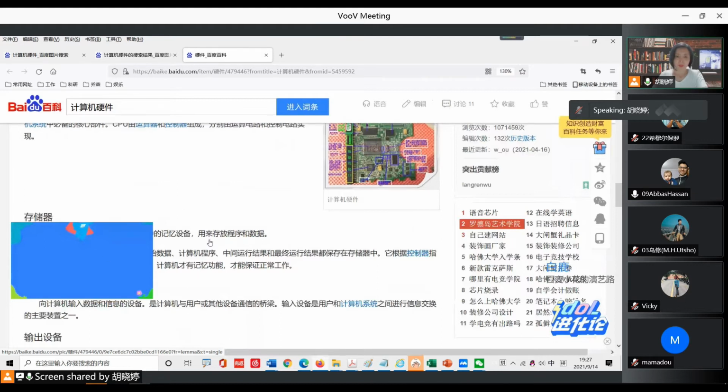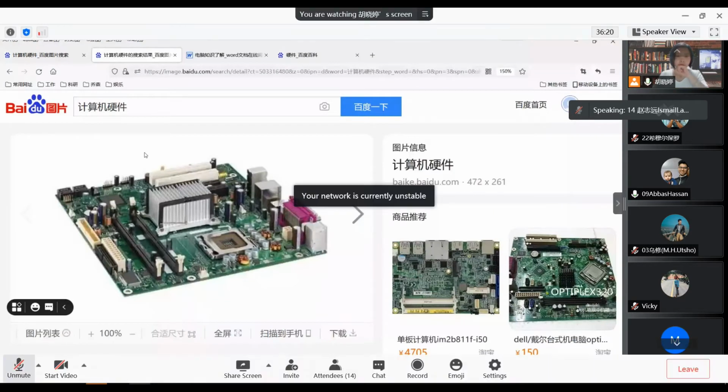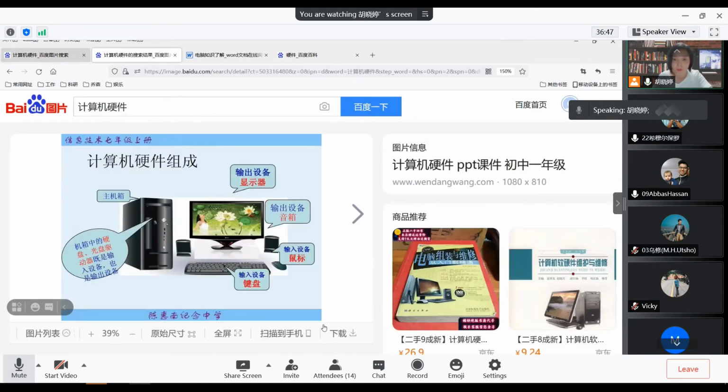Can you see that picture? Yes, kind of a motherboard. In this mainboard, we can collect a lot of components into the mainboard. So, for example, for here, this chip. Okay, I will find some.